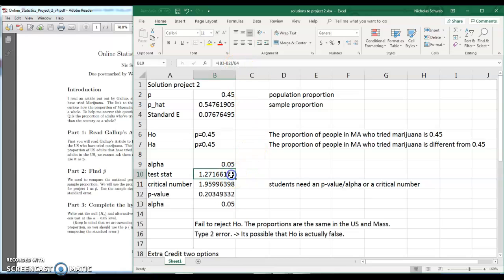So that's that. And then our critical number, you don't actually need this, but some people chose to compare the critical number to the test statistic instead of finding a p-value, which is fine because they work the same way. So this is your critical number for a 5% level, or alpha 0.05. And our p-value, a lot of people got this. You basically, let's do all the steps here, right?